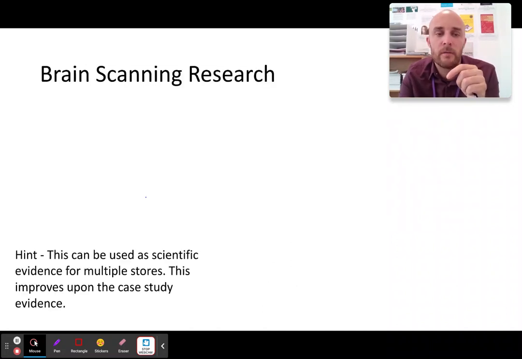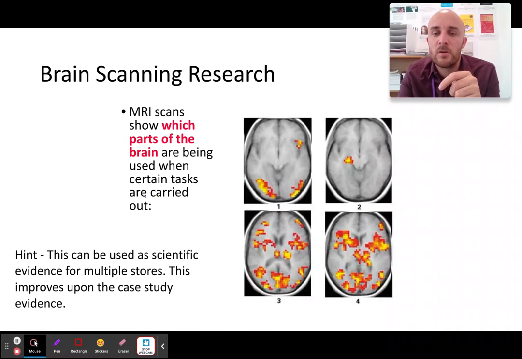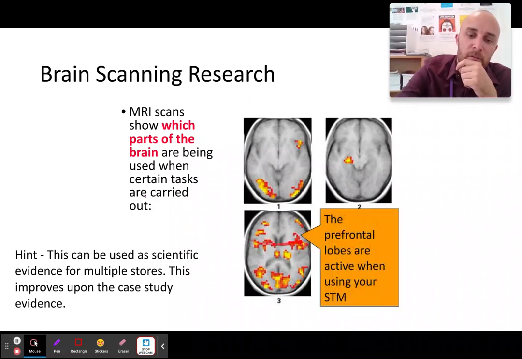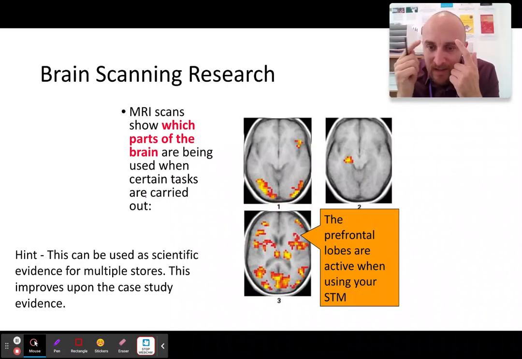Baddeley's going to come up a lot over the next couple of weeks. There is also evidence that brain scans are getting to the point now where we can literally see the different stores in the brain. So this right here is the prefrontal cortex. It's the front part of the brain. The front part of the brain seems to be active when we use our short-term memory.